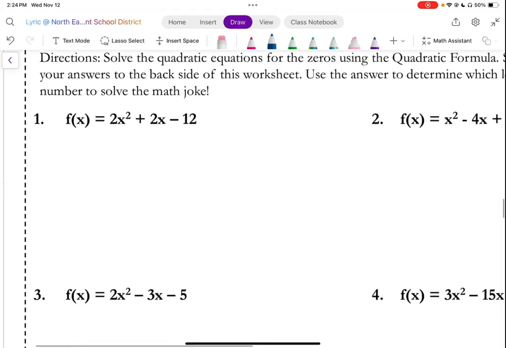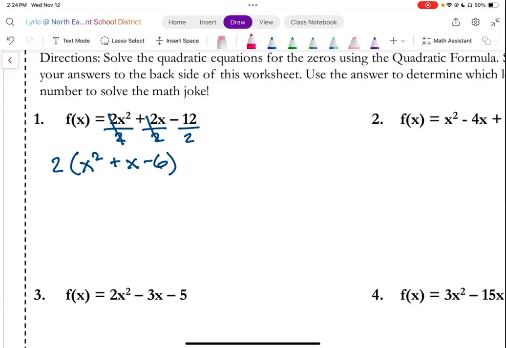Our next step, following along with the steps from our notes, is to factor out the GCF, and in this case, our GCF is 2. All the numbers are divisible by 2. We're then going to divide everything by 2, leaving us with x squared, x, and -6.